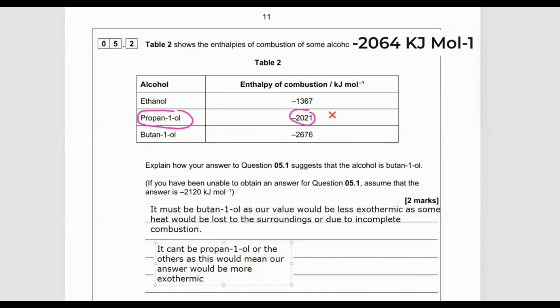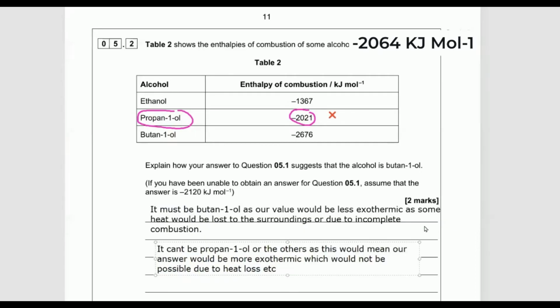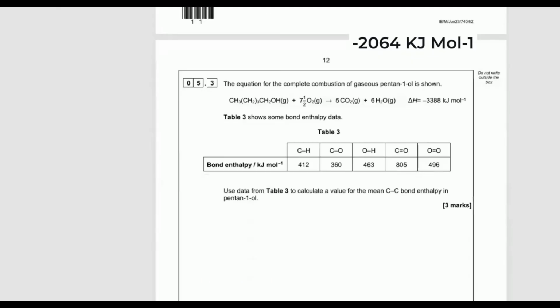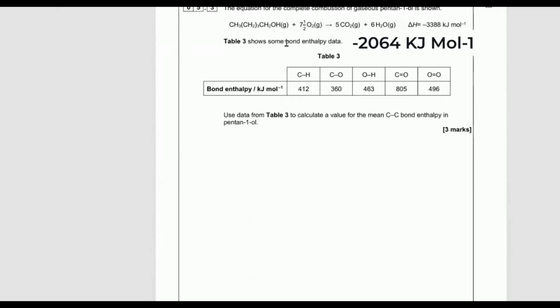And the reason that the answers are not identical is because it looks like we've lost almost 612, something like that, 612 kilojoules per mole to the surroundings, or via incomplete combustion. And so that's the answer for 5.2, and it explains why we've got an undervaluation or a less exothermic answer, which is what you get with calorimetry. Okay, we're now moving on to 5.3.